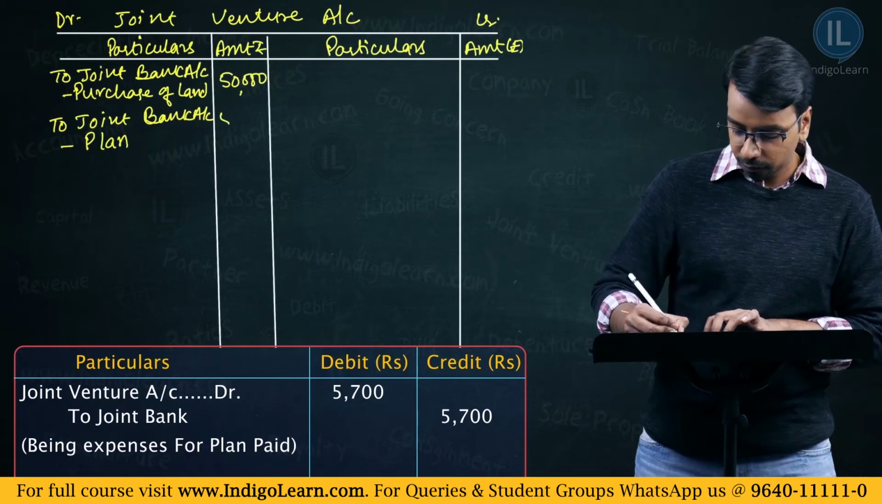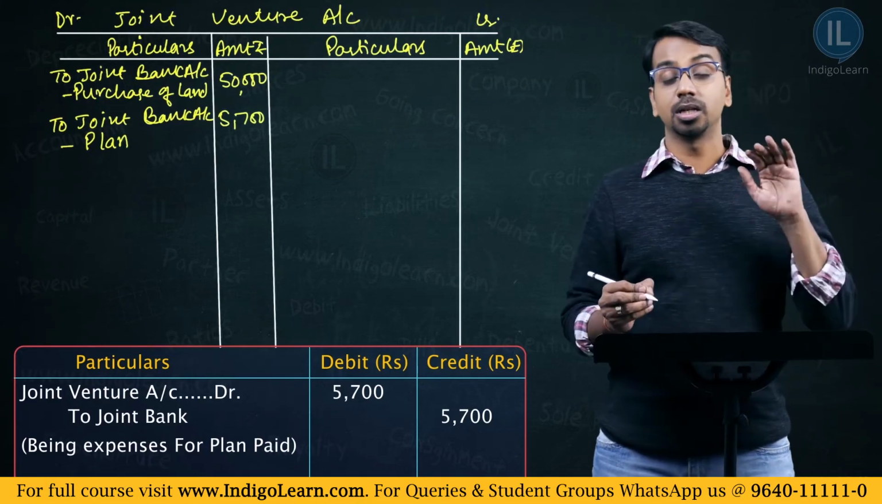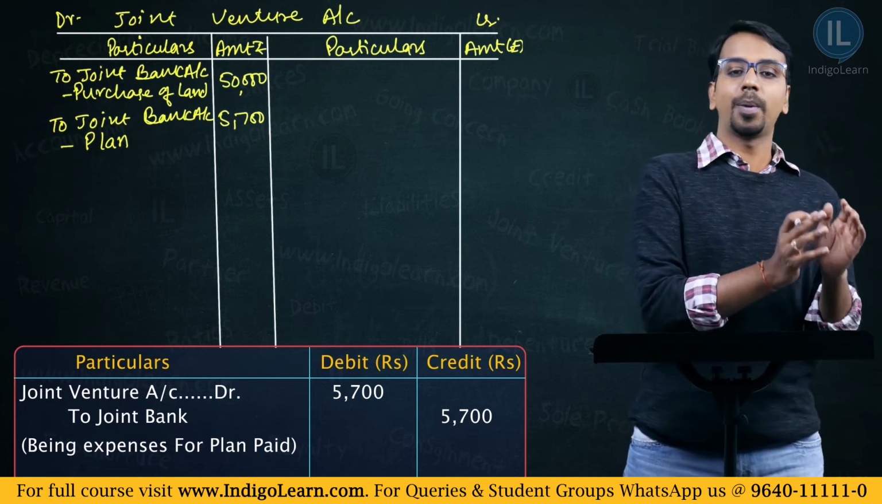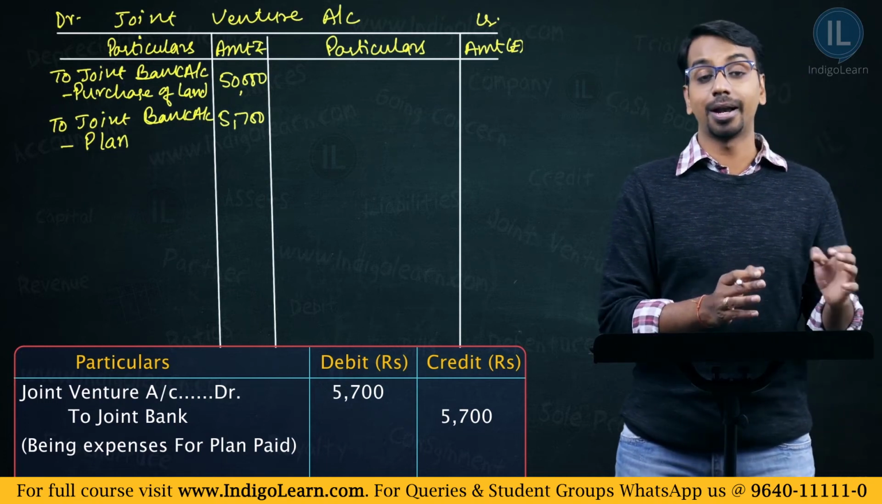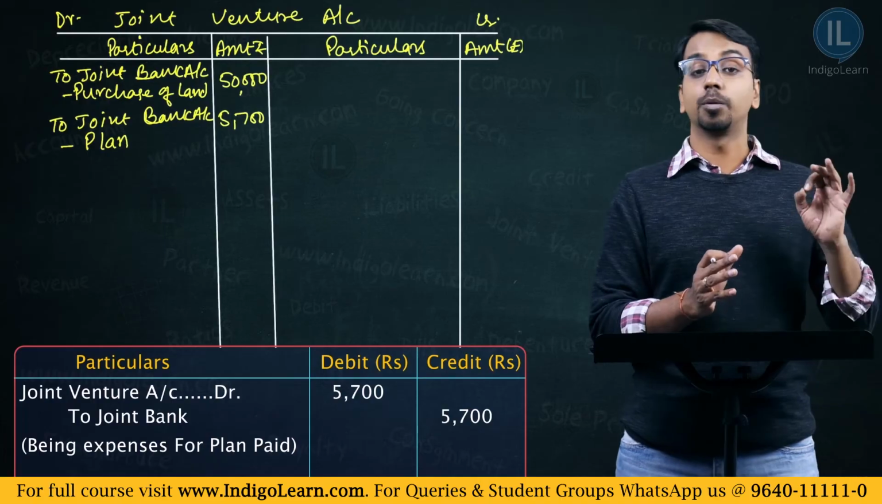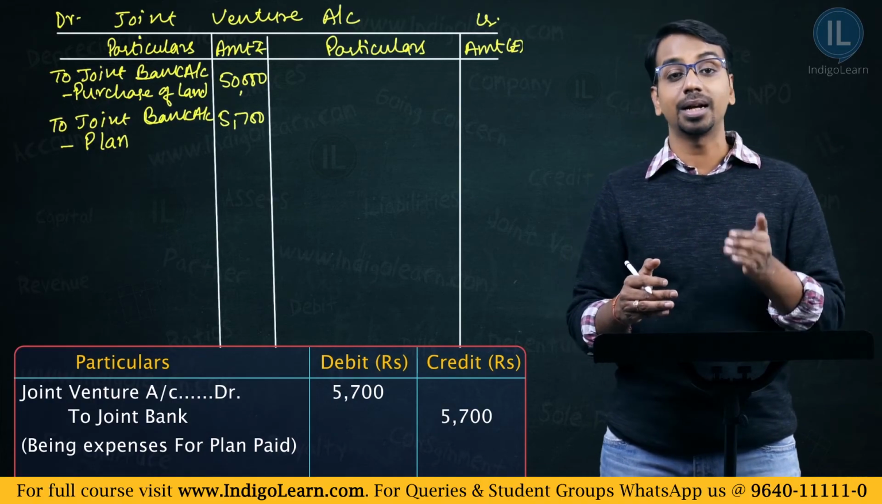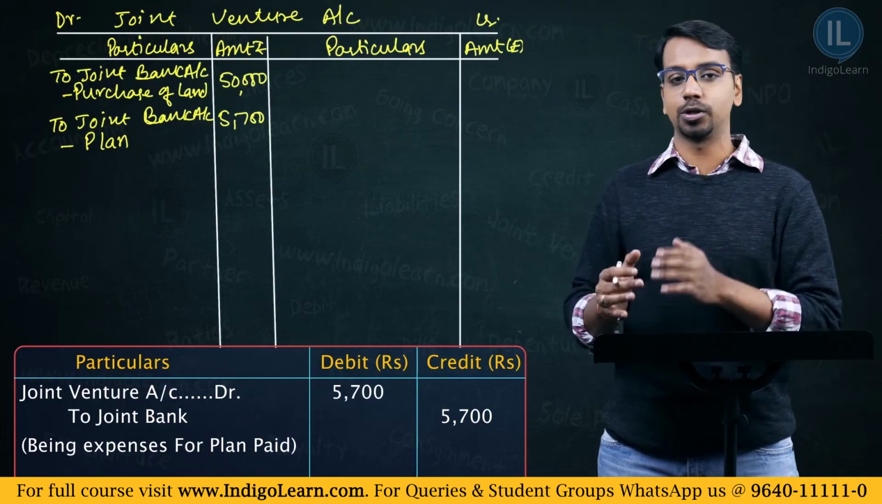What was this? Preparation of plan, 5,700. What is the journal entry for this? Joint venture account debit to joint bank account 5,700 being expenditure incurred on preparation of a plan. Now this entry will have a corresponding impact in the joint bank account, so post it there.